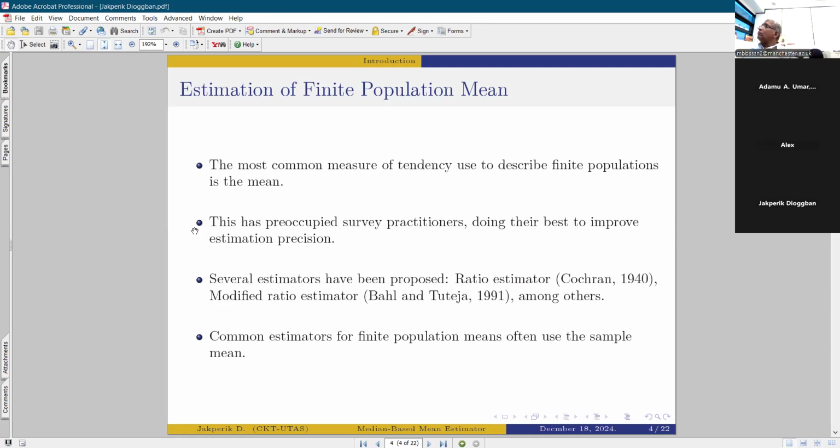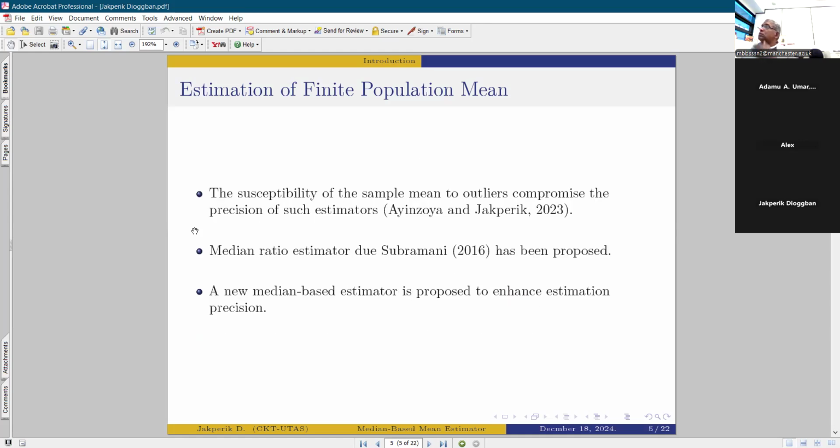Now, generally, most of those common estimators in practice or in existence are actually derived based on the sample and population means of the study populations. But we know that the sample mean, or the mean in itself, is susceptible to outliers and other characteristics of the population. And therefore, any estimator that is based on the mean itself is still also liable to yielding significant bias, and therefore will also not be that precise.